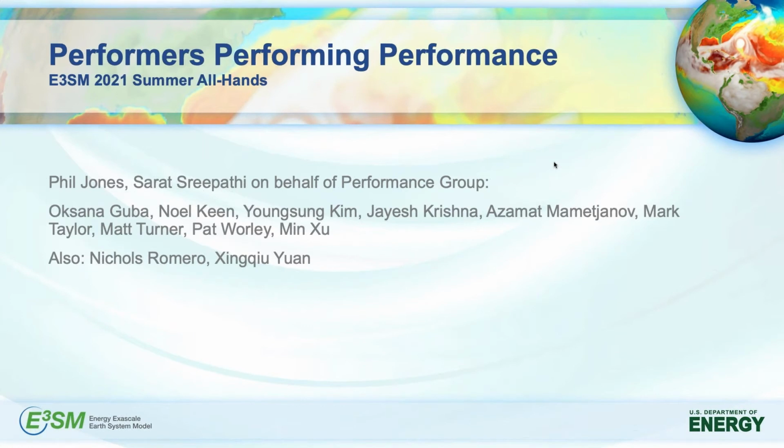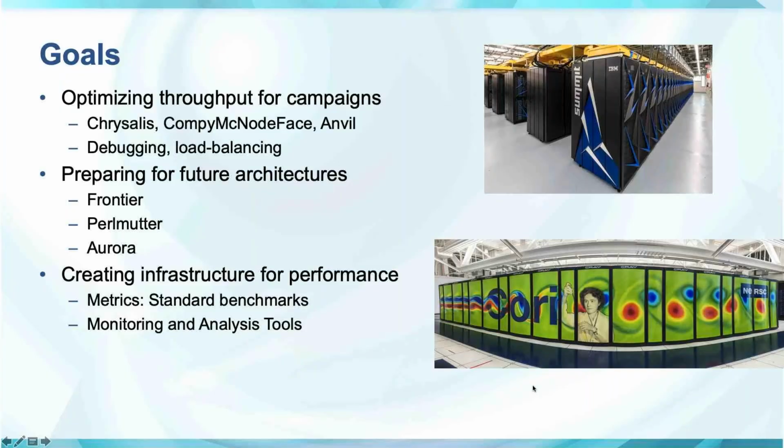As I said, we're going to be talking about what the performance group has been doing recently. Brief update here. So I always show this slide at the beginning of these presentations. These are the three goals for the performance group: optimizing throughput for campaigns, preparing for future architectures, and creating the infrastructure we need to measure and monitor performance.